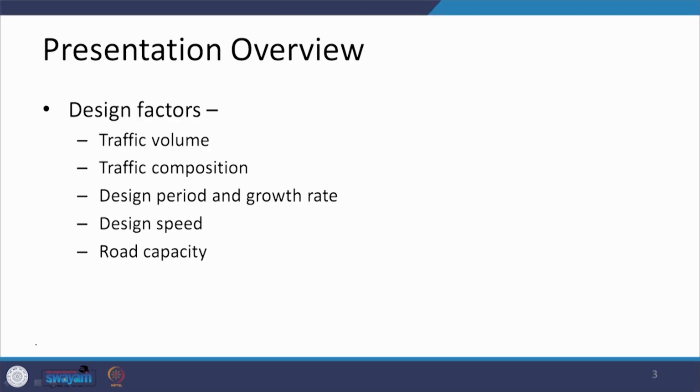Now we are going to move forward and see what we are going to cover today. We are going to talk about the rest of the things in the traffic volume, then the traffic composition and its effect, the design period and the design growth rate, the design speed and road capacity. So, these are the factors we are going to discuss one by one in today's interaction.